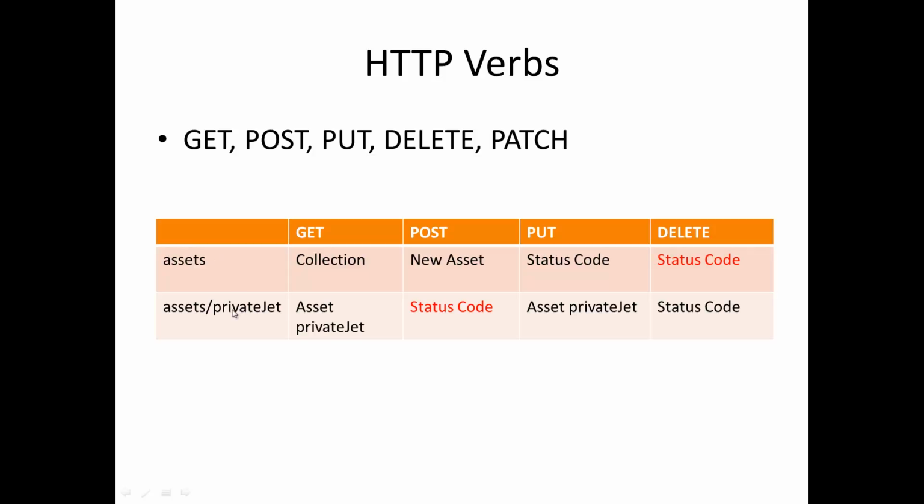Now, if we go to the single resource, which is private jet, with get, obviously we get private jet, the asset. Post, we're going to get an error response again, because it doesn't make sense to create an asset on a specific asset. You would do that on the assets collection. Put is going to update our asset, and we're going to get back that asset. And for delete, we are going to get a status code, which if everything went well, that's a 200. And if something went wrong, that's going to be a different status code.